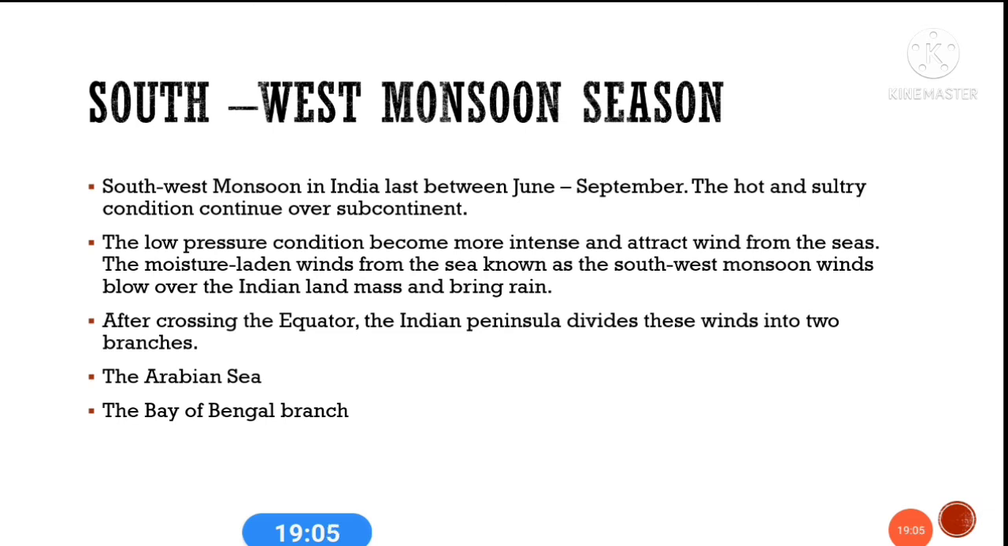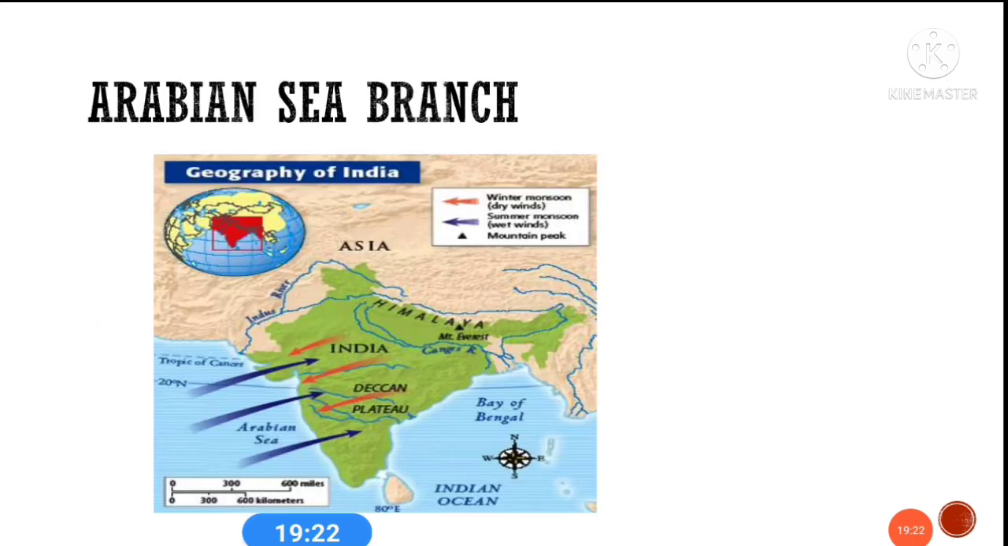After crossing the equator, this southwest monsoon is divided by the Indian peninsula into two branches, namely the Arabian Sea branch and the Bay of Bengal branch. So let us discuss both of these branches in detail.